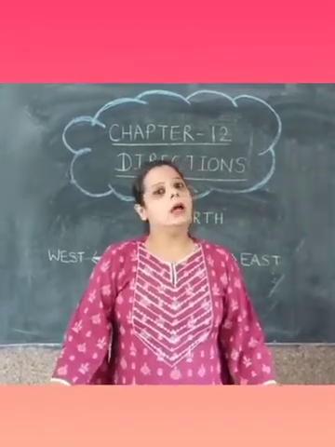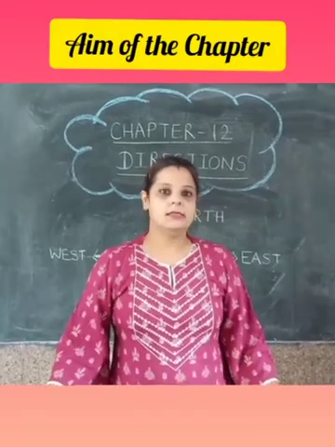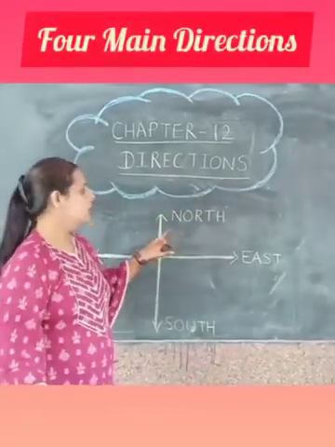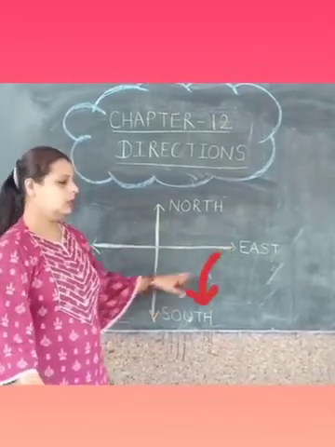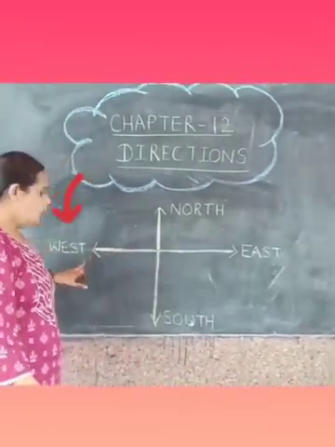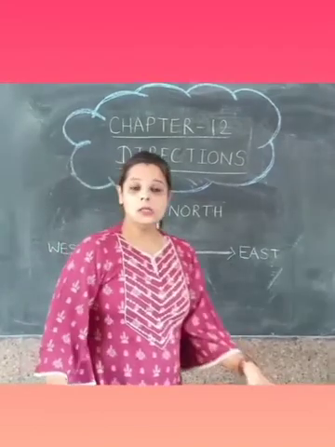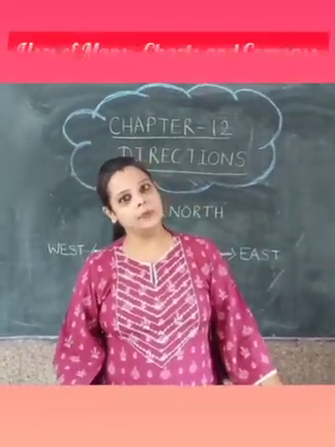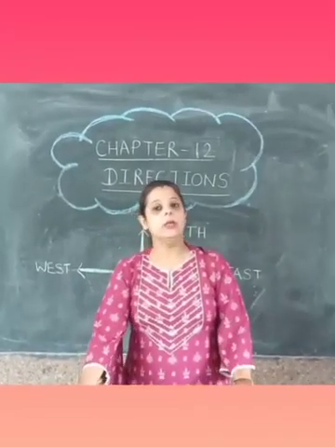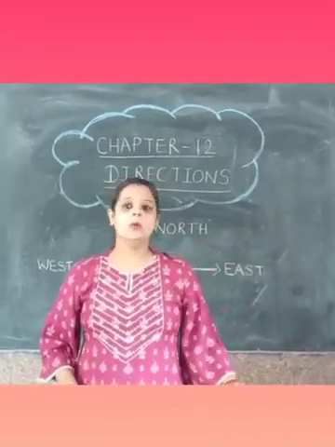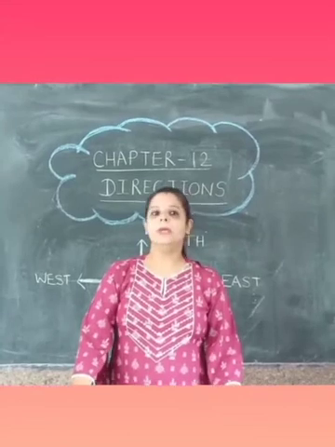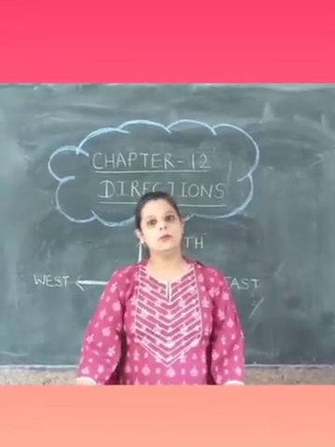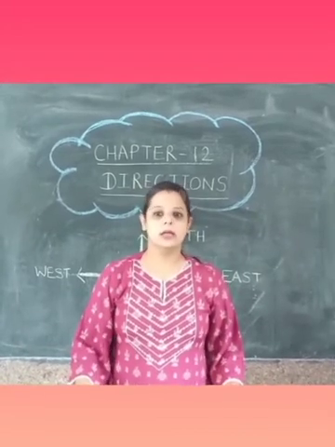So children, the aim of the chapter is that we are going to learn about 4 main directions, that are north, south, east and west, and we are also going to learn about uses of maps, charts and compass. Now children, we are going to learn how we can know about 4 major directions. The easiest way to learn about 4 directions is the sun.